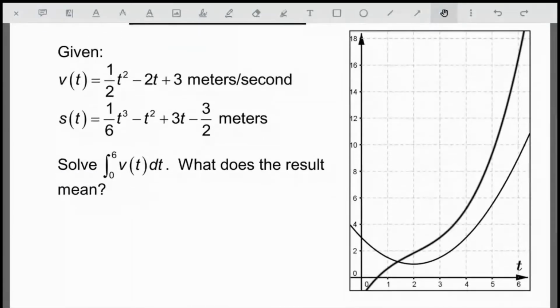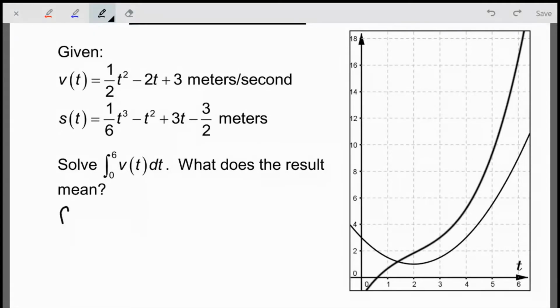Okay, so let's say we have this velocity function, 1/2 t squared minus 2t plus 3 meters per second. And we have this position function, 1/6 t cubed minus t squared plus 3t minus 3/2. Notice that the position function is an antiderivative of the velocity function. So the first way we're going to solve this, it says solve the integral from 0 to 6 of v of t dt. And what does the result mean?